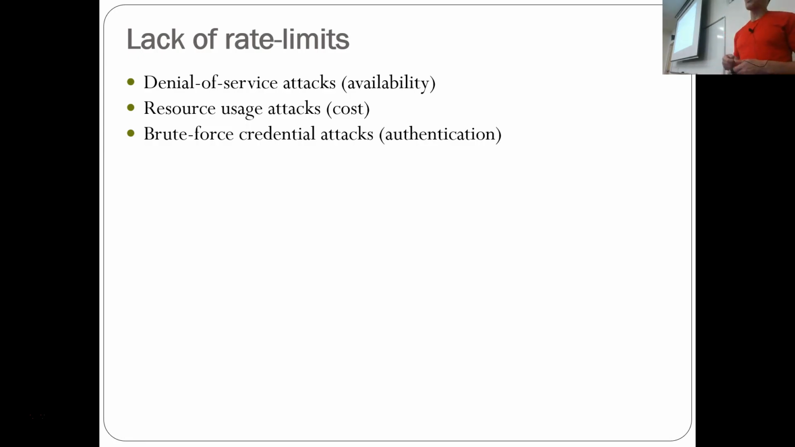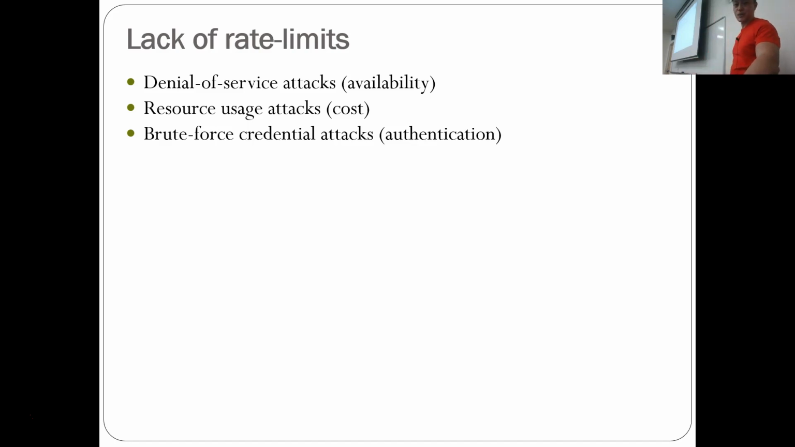So when you don't rate limit access to your APIs, then you can do a denial of service attack on that API. Someone could launch one. You could basically do a resource usage attack. So if you want to cost your competitor a lot of money, then maybe you would hire someone to hit their APIs, and if the APIs aren't rate limited by the source, then you can charge a whole bunch of money to someone.